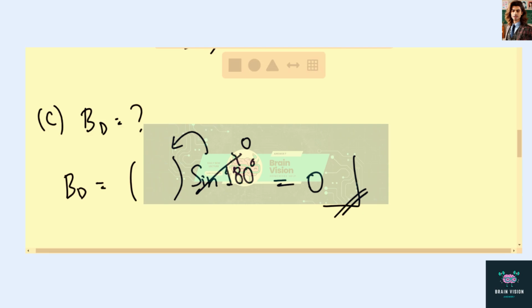Because the magnitude of the magnetic field at this point is 0, we don't need to calculate the direction because the vector is just 0. So this is it for this problem.